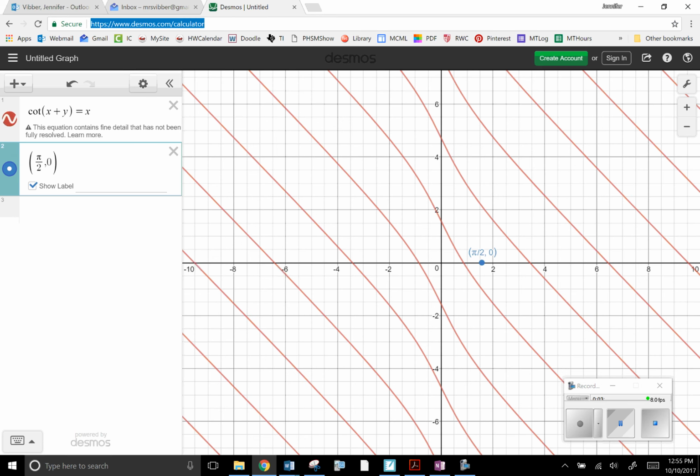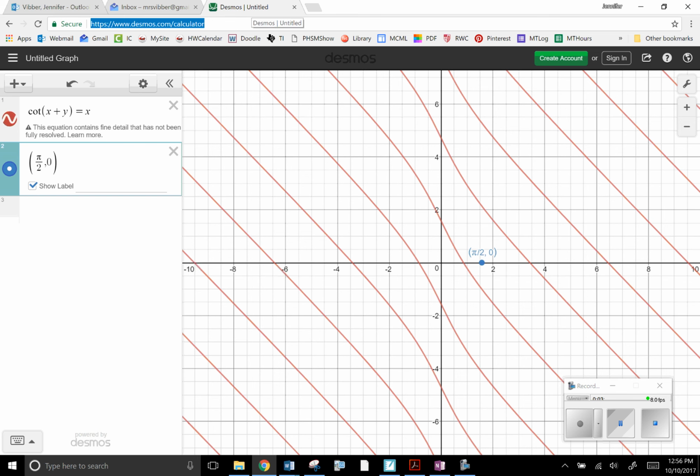If I come over here, these red lines are the graph of cotan(x + y) = x. Obviously not a function. It's funky. Looks kind of cool, but it's not a function. And then right here is the point (pi/2, 0). That point is not on the graph. So I can plug that point into the derivative. It just doesn't mean anything.